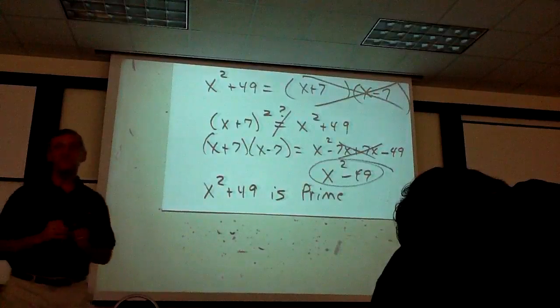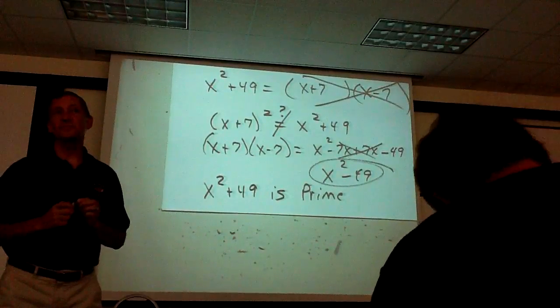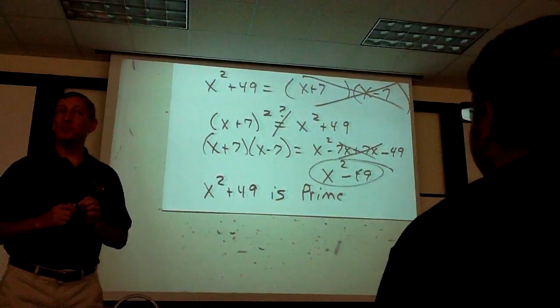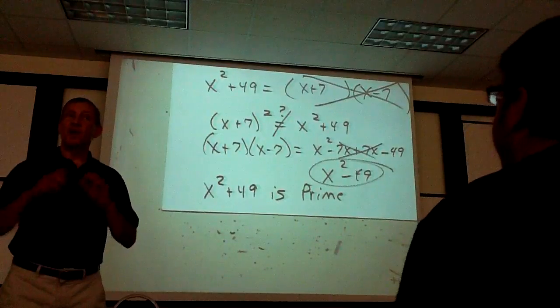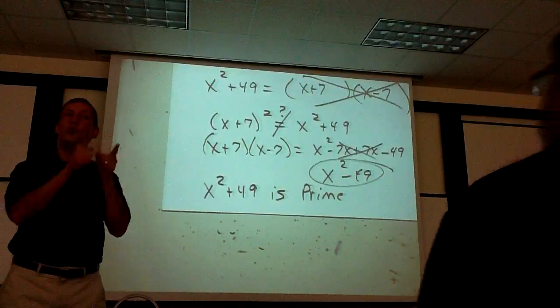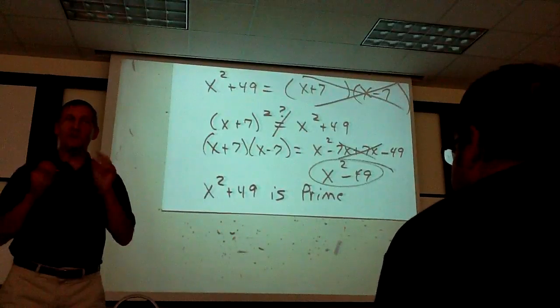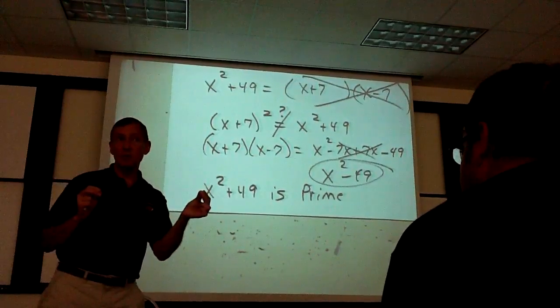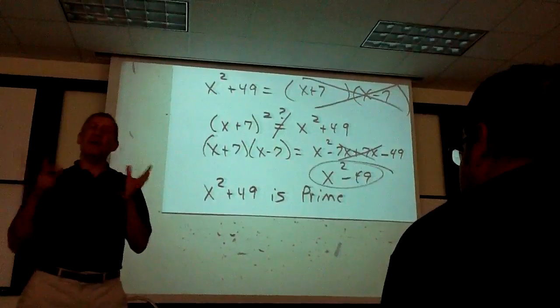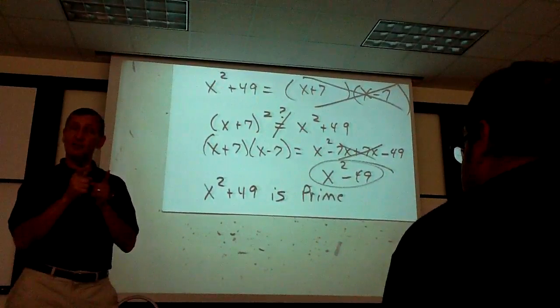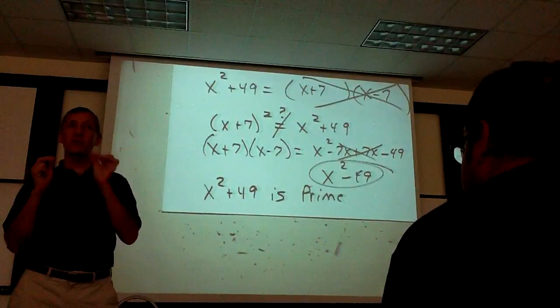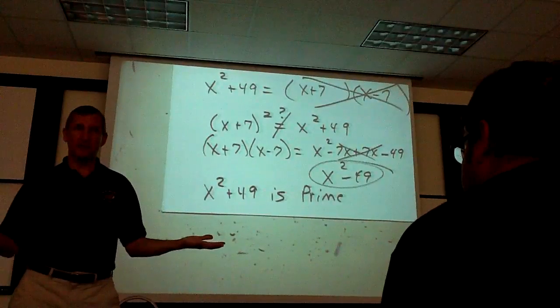Yes, ma'am? Does that mean that x could be equal to 7? Like, what is the prime? Okay, now we don't have an equation here. If we had that equal to 0, we would have to ask, what can x be to make that true? All I'm asking you to do is start with x squared plus 49 and factor it.